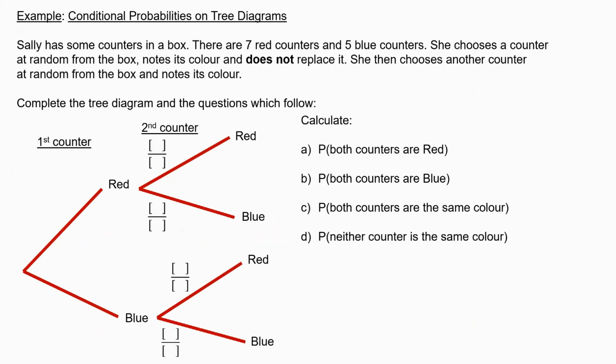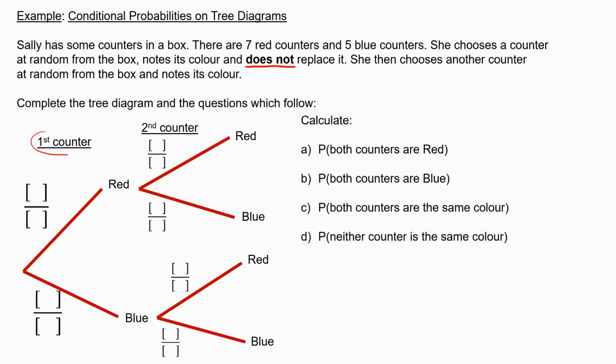Here's an example of conditional probability with a tree diagram. Sally has some counters in a box. There are 7 red counters and 5 blue counters. She chooses a counter at random from the box, notes its colour, and does not replace it. She then chooses another counter at random from the box and notes its colour. We want to complete the tree diagram and the questions.